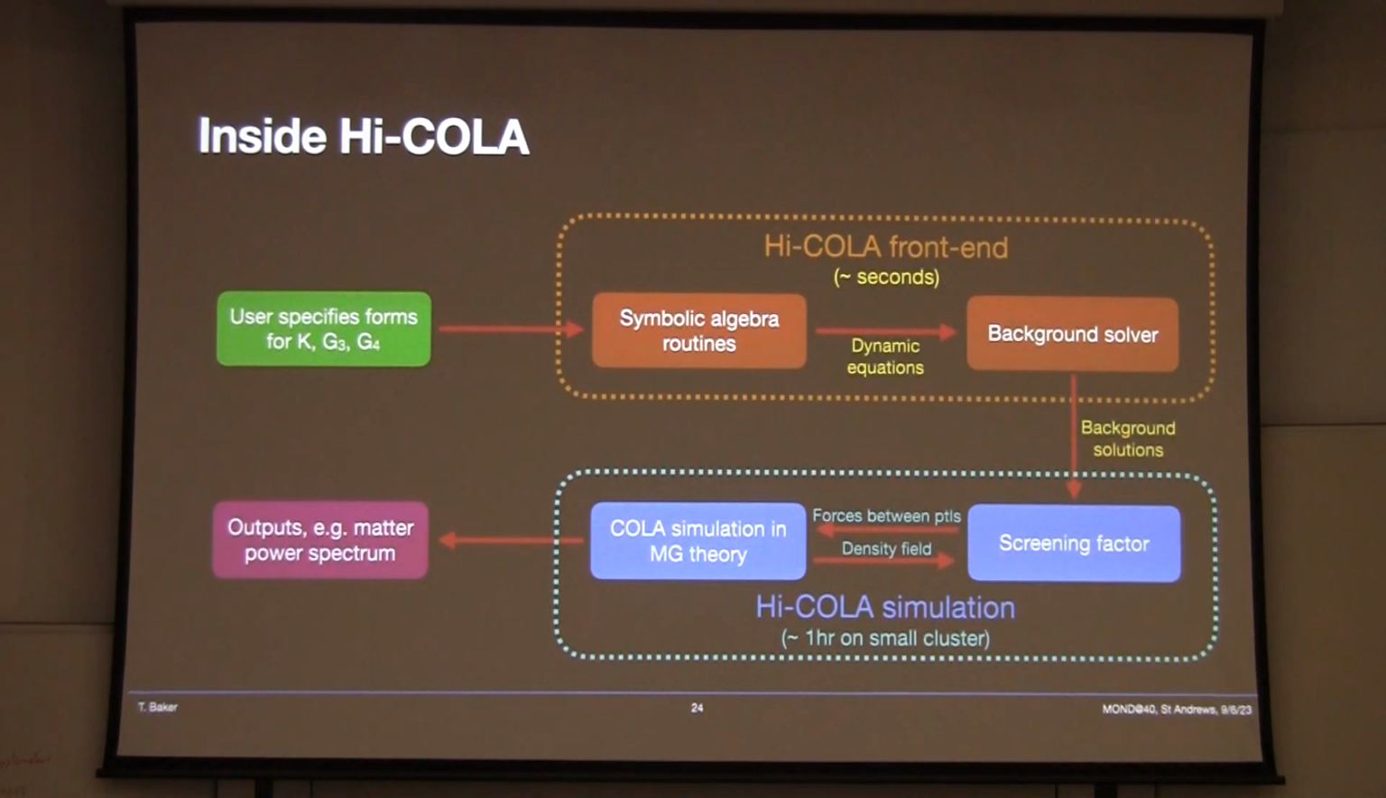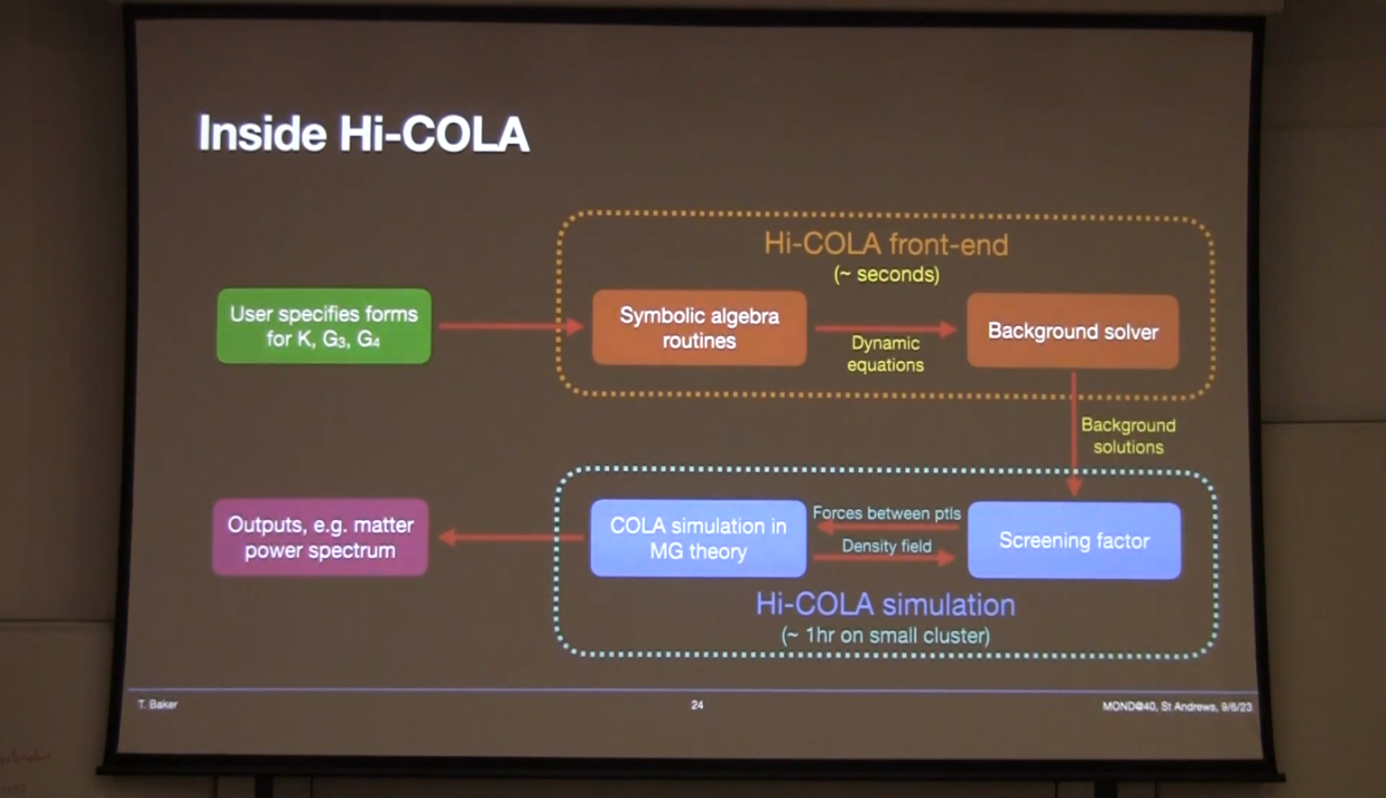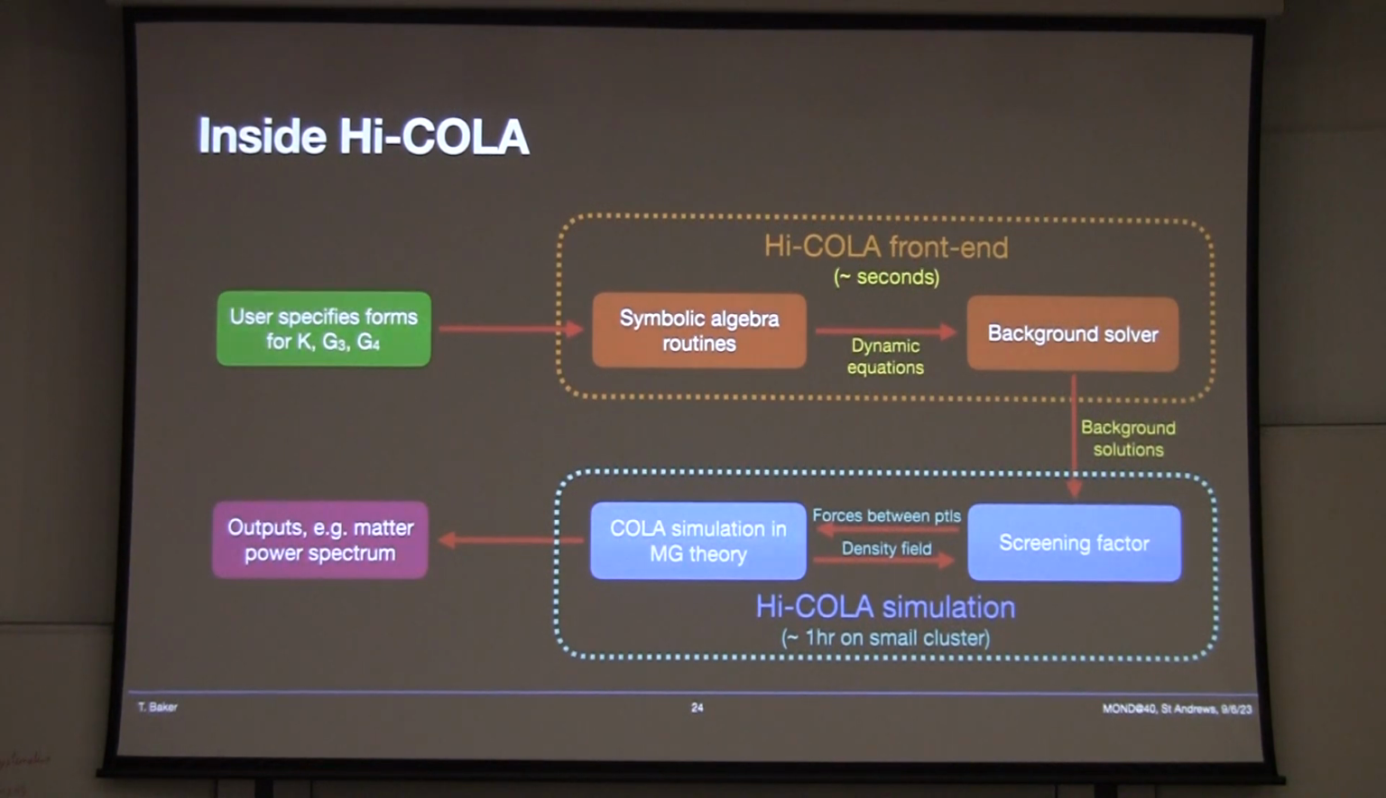Okay, I have a code diagram which is probably a little bit overcomplicated, particularly for this conference. But let me just point out the key features of how this works. So you come along as the user, and you choose the functional form of those three objects, K, G3, G4, which were the descriptors of the Horndeski Lagrangian. So you're literally putting in a Lagrangian. There is a front end of the code which uses a lot of symbolic algebra to work out the field equations you need for the cosmological background, for the linear theory, and for the nonlinear part of the code.